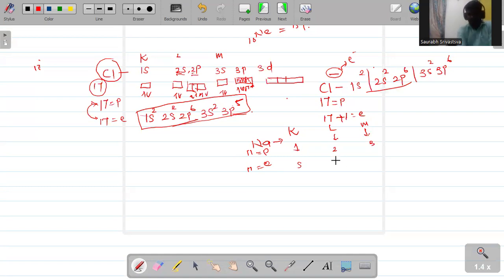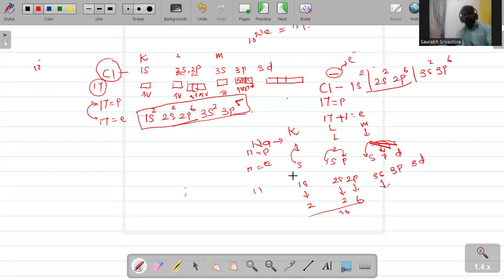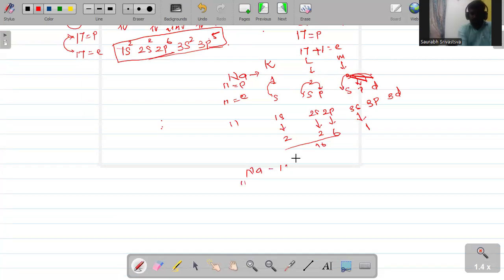K shell means only one subshell should be there. L shell is the second shell, and next the M shell. How many subshells will be there? 3 subshells: S, P, and D. This number 1 you have to keep here, 1s. Next this number, next this number. Next, this one is 11. So 11 means yes, the S subshell can accommodate only 2 electrons. 2 you write here, and here you can write 6. Overall, the number of electrons, here 1. Then what is the electronic configuration? 11: 1s 2, 2s 2, 2p 6, 3s 1.